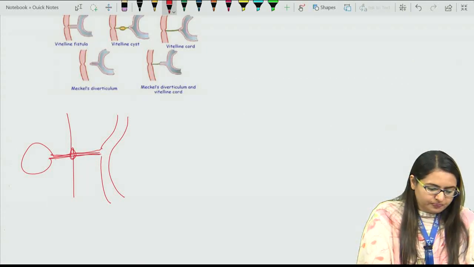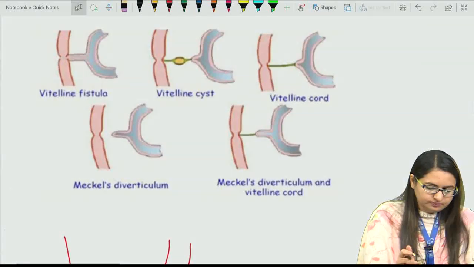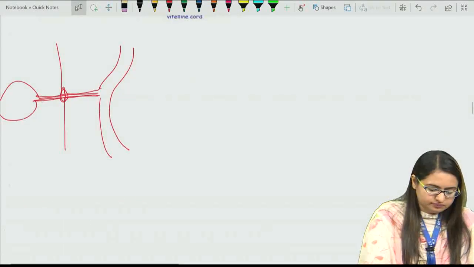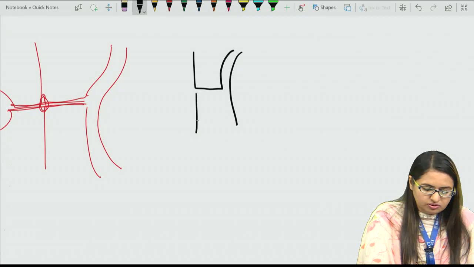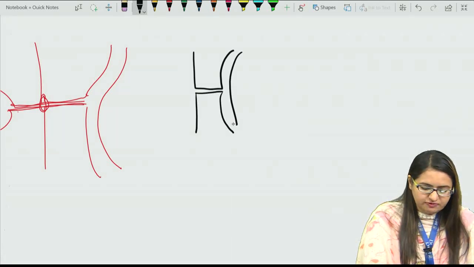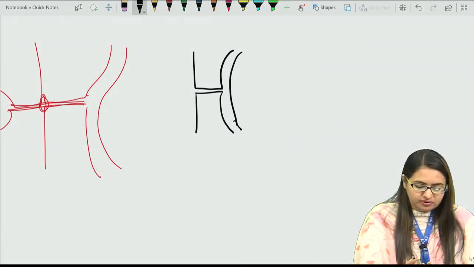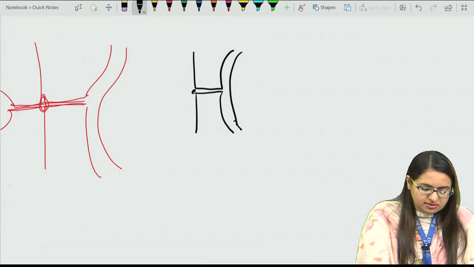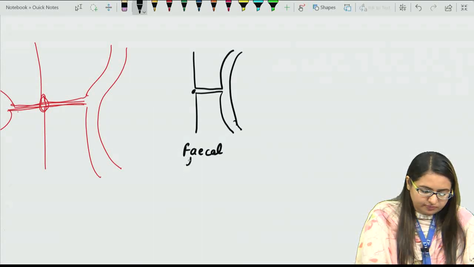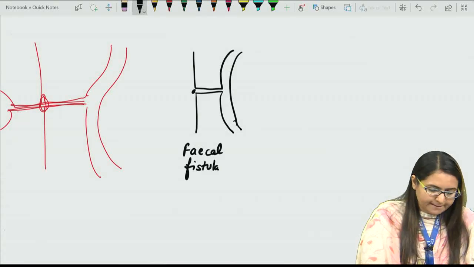Now in this, if we see, if the whole portion of the vitellointestinal duct is patent, it will lead to a condition known as fistula. This is the fistula. And if this is present, the fecal matter will come out of this through the umbilicus. This is the umbilicus. So we term it as fecal fistula. In this, the whole portion is patent.